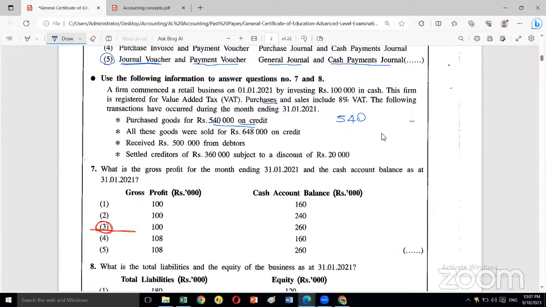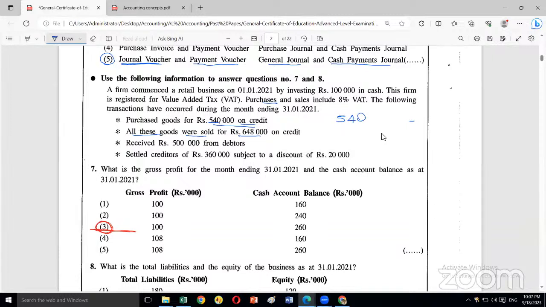540,000. Finished. And after that, now see this. All these goods were sold for rupees 648,000 on credit. Is that a credit purchase? No, it's a credit sale. Okay, step by step I'll explain.